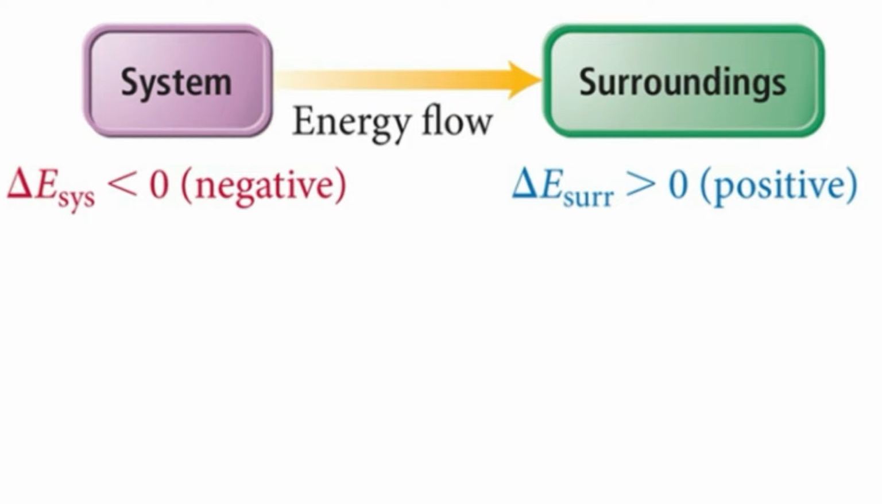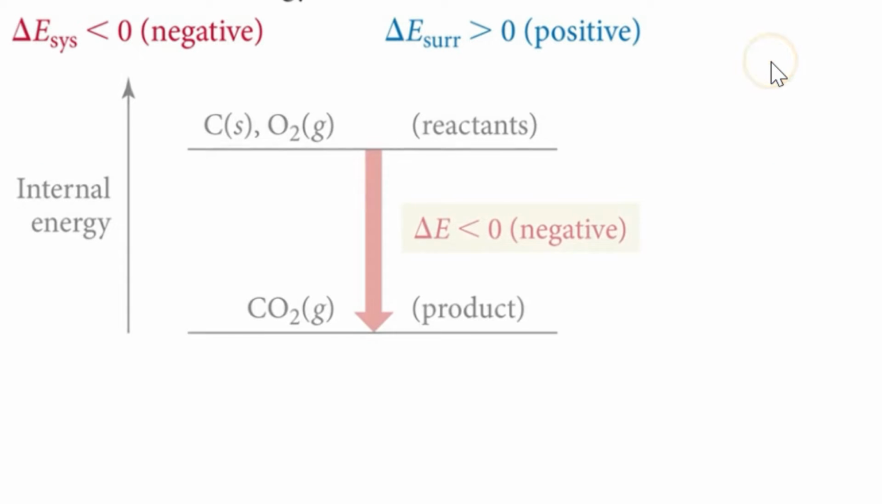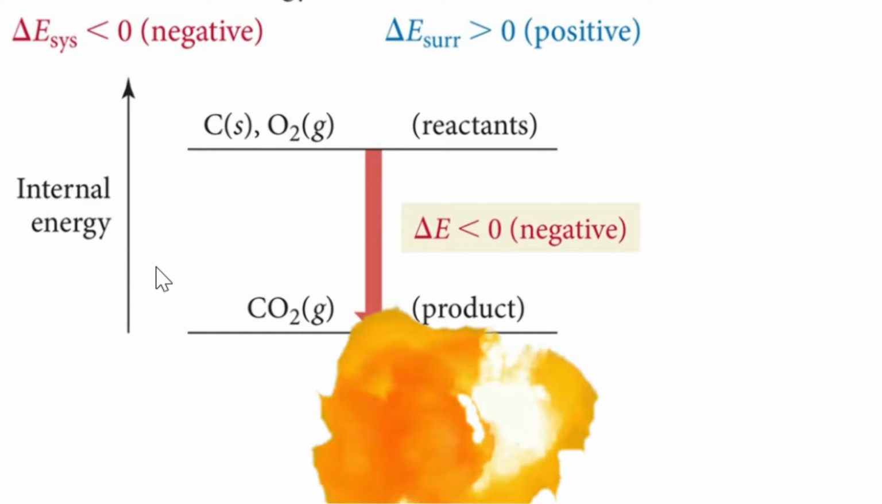Now, what does this mean? Well, let's look at an example here. Let's say we got this reaction taking place. We got carbon and oxygen forming carbon dioxide. We got our reactants and we have our products. Now, in this instance, reactants and products, that's our system. So in this case, notice the energy.